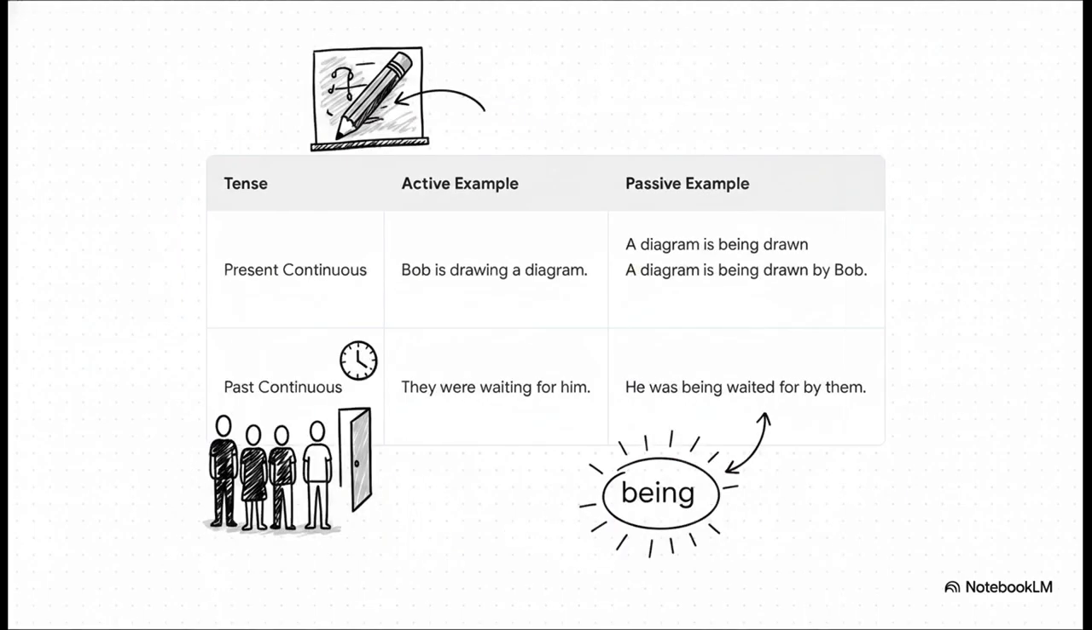See? Now, what if you see one of those ing verbs for a continuous tense? Well, your new magic word is being. That's the key. Bob is drawing becomes is being drawn. They were waiting becomes he was being waited for. You just slot that word being in right before the main verb and you're good to go.